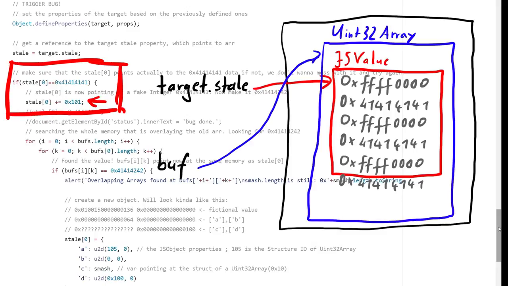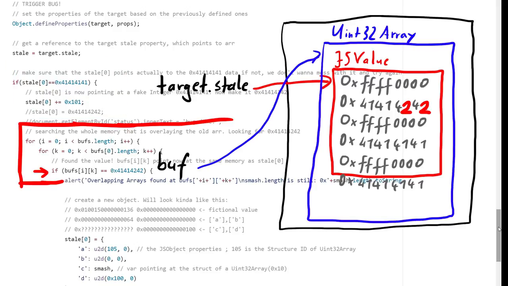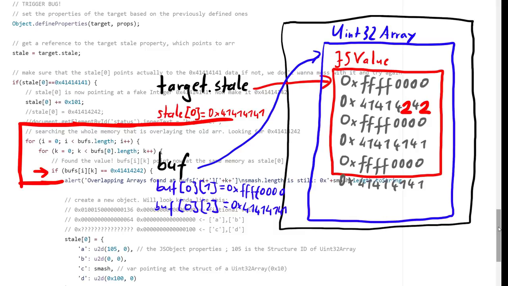This means now we add hex 101 to the first element of the stale array, making it the integer 0x42424242. We can now simply search through the whole uint32 array memory buff looking for this 0x42424242. Keep in mind that the buff has access to raw bytes, so it will also see the FFFF00 and the 0x41414141, while the stale array thinks this is a JavaScript object and only uses FFF0 internally to determine that we have an integer and the value of it is 0x41414141.